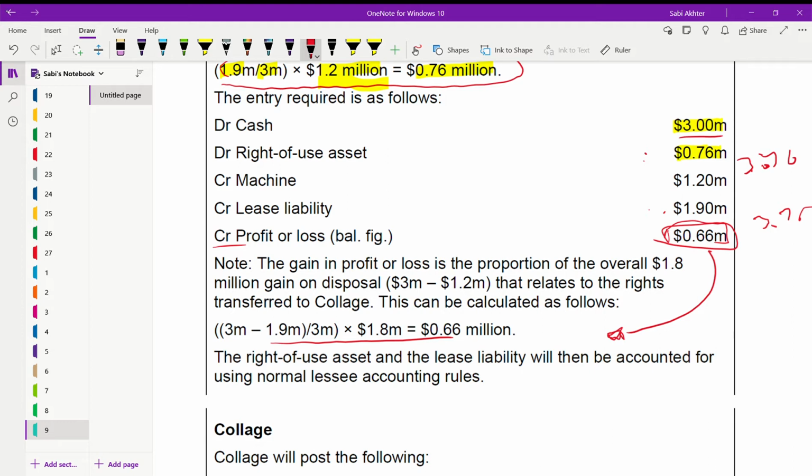The gain in profit or loss in the proportion is overall 1.8 million or gain disposal. The list was right as well as college. This can be as follows. Okay.